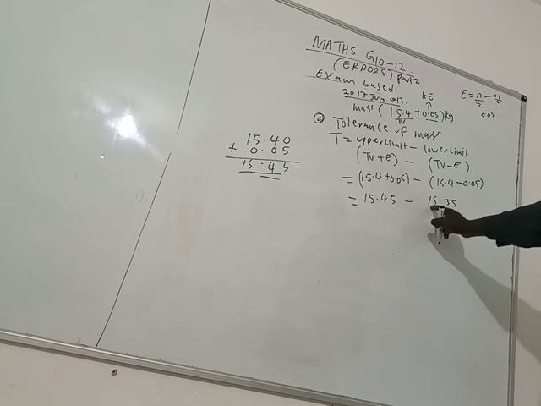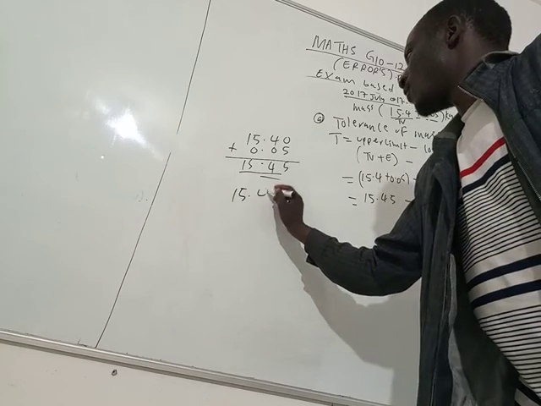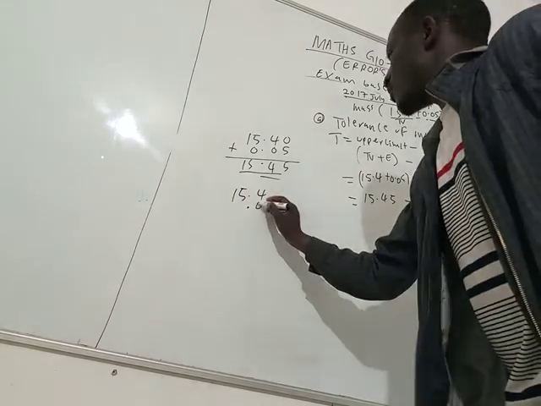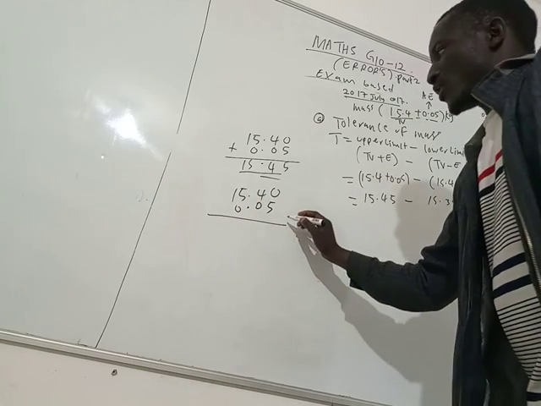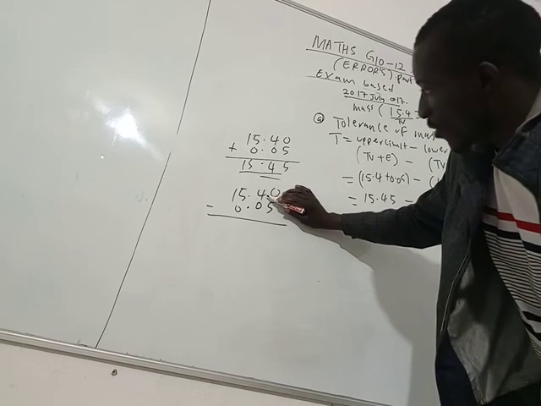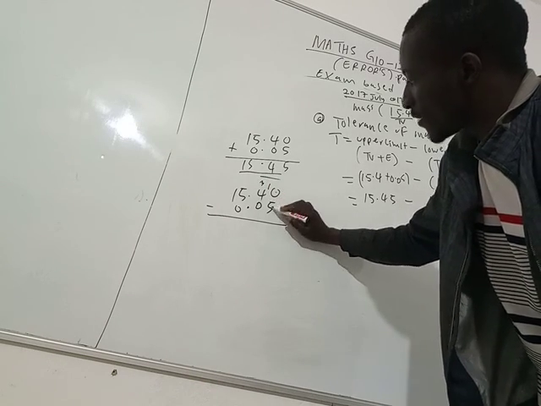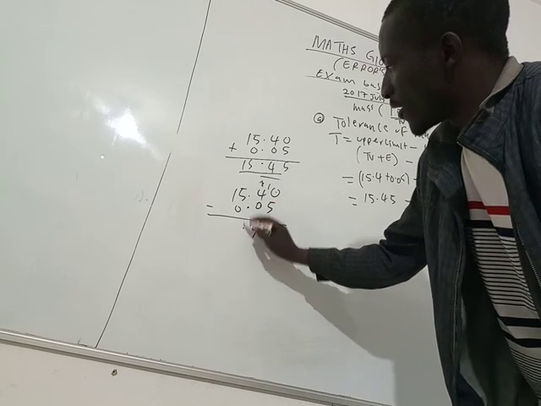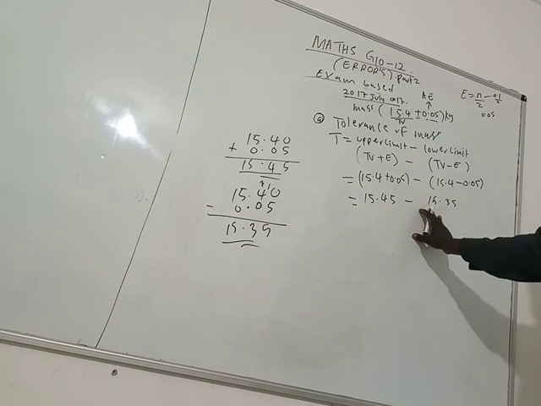How did I get 15.35? We do the same thing. You say 15.4, you put a point. So the 0.5, you say 0.5. You put a 0 where there are no zeros. Then you say minus. 0 minus 5, it can't. So we borrow 1 from here, we bring it here, we have the 3. So 10 minus 5, we have the 5. 3 minus this, it's the 3.15 down here. This is how I've gotten these values.